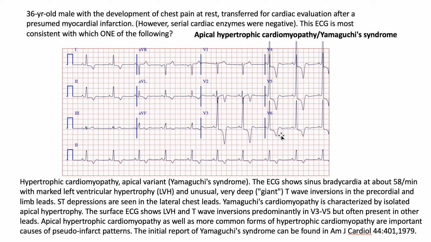hypertrophy. The surface ECG shows left ventricular hypertrophy and T-wave inversions predominantly in leads V3 to V5. However, it can often present in other leads. Apical hypertrophic cardiomyopathy, as well as more common forms of hypertrophic cardiomyopathy, are important causes of pseudo-infarct patterns.